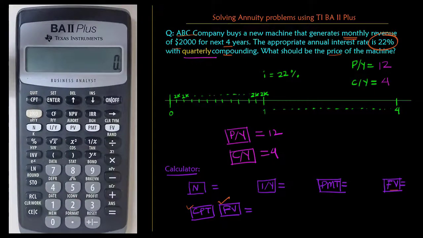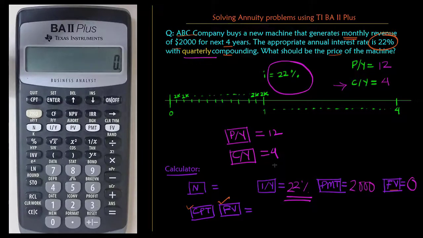Then let's put in the other values: N, I/Y, payment and future value. Let's start with the easy ones: future value is 0, payment is again 2000. What should be the values of I/Y and N? The value of I/Y would be 22% directly. You don't need to convert it to anything else, because your calculator now knows that there are 4 compounding periods in a year. So put the yearly rate here.